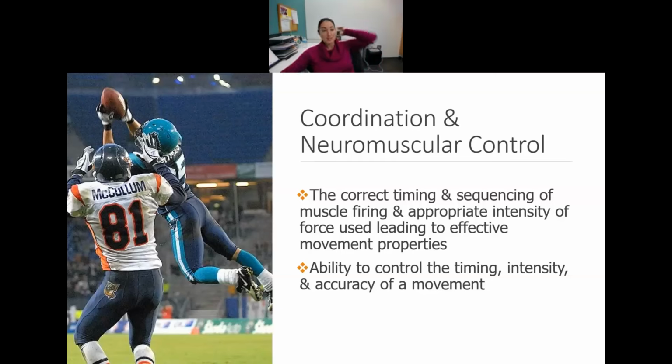In order to catch this ball at the exact spot they needed to, sorry, I don't know how to mute this.